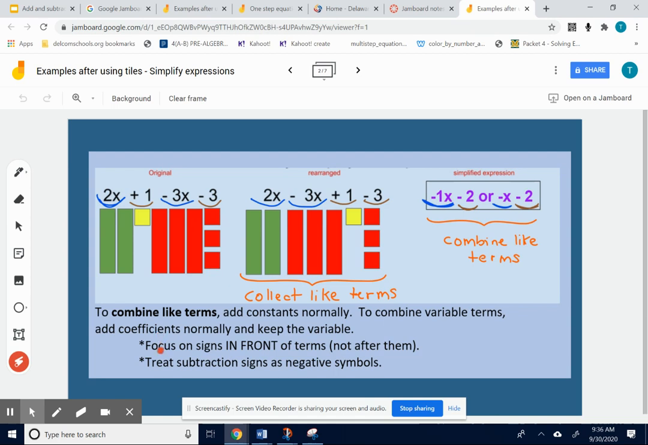Okay, do make sure you focus on the signs in front of your terms and not after them. And just like we've been doing for a while, treat subtraction signs as negative symbols. Okay, try the next problem and we'll check it over. You may want to pause the video.